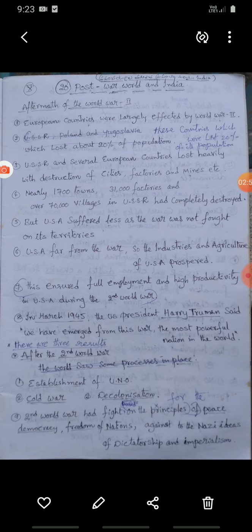In March 1945, US President Harry Truman said, "We have emerged from this war the most powerful nation in the world." There are three results after the Second World War.